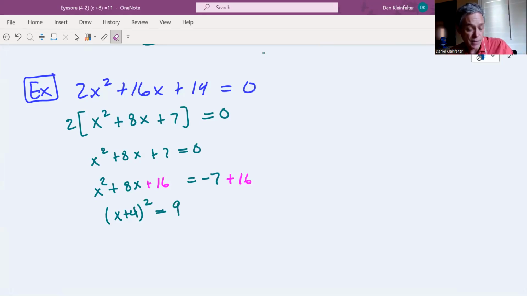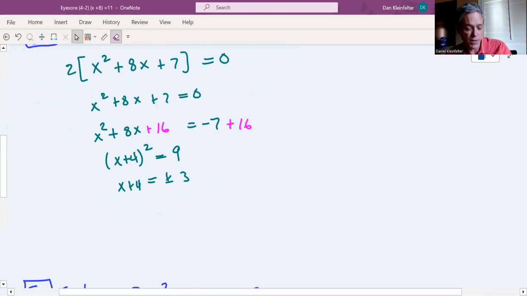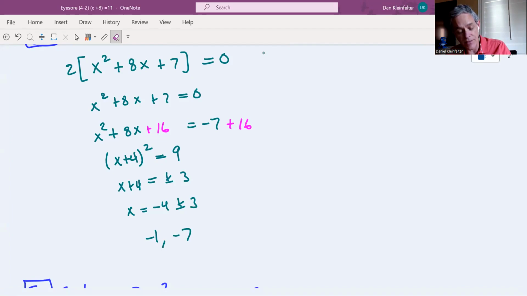So then we'll have x plus 4 is plus or minus 3. After applying the square root property, x will be negative 4 plus or minus 3. Negative 4 plus 3 is negative 1. Negative 4 minus 3 is negative 7.